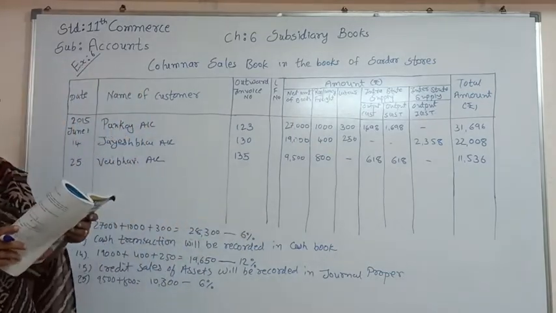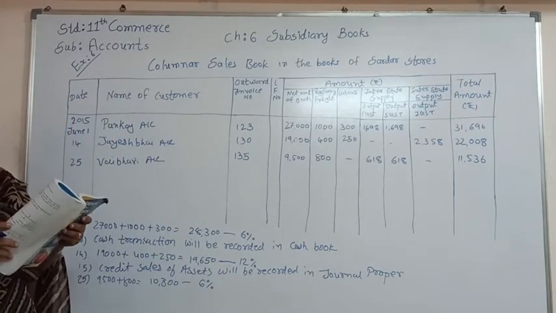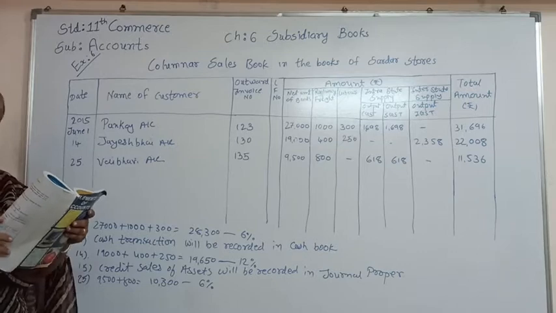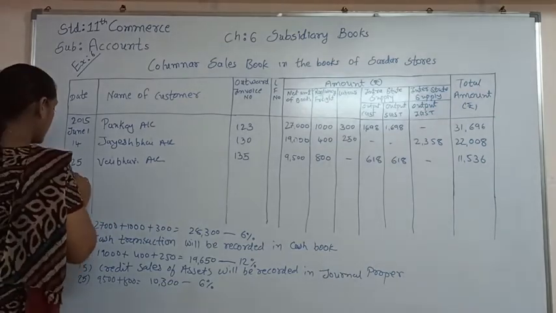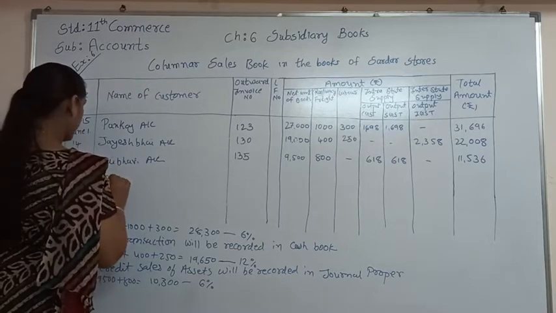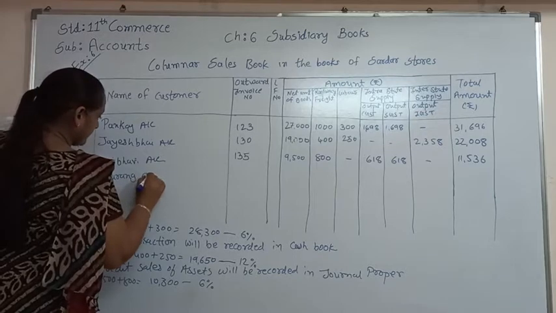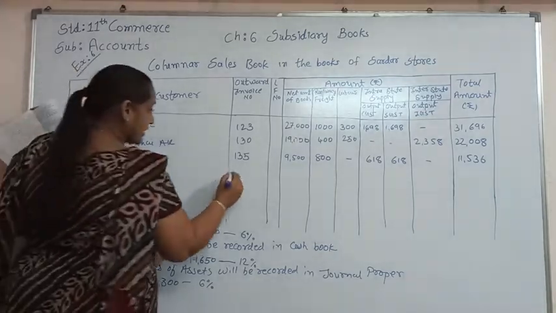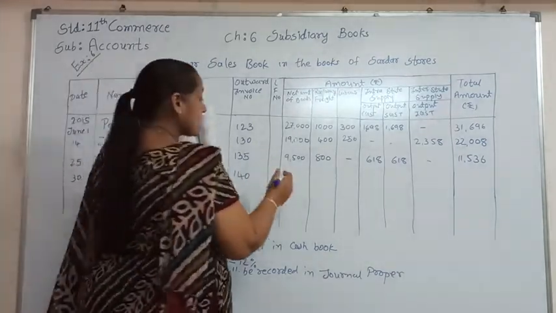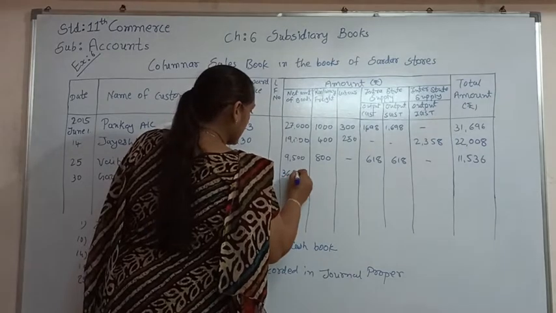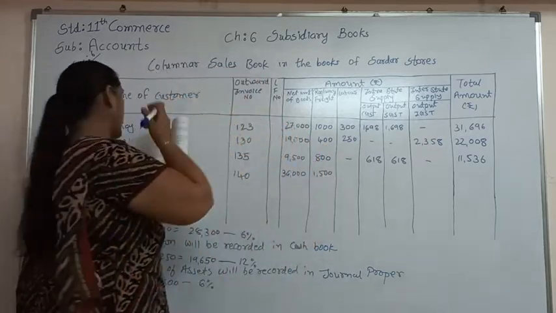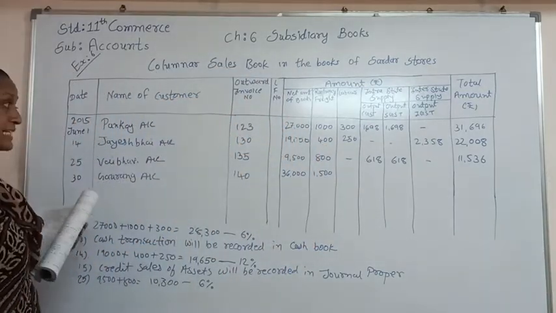Now let's see the next transaction. Goods sold of rupees 40,000 at 10% trade discount on credit of 1 month to Gauram. Railway freight 1,500 added in invoice number 140. So here date number 30 and Gauram account. Here the invoice number is 140 and the amount will be 40,000 at 10% trade discount, so that will be 36,000 plus railway freight of 1,500. Here we have to calculate CGST, SGST.